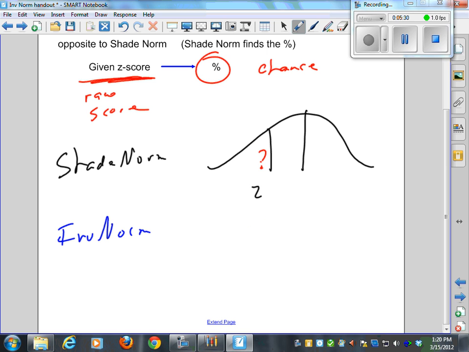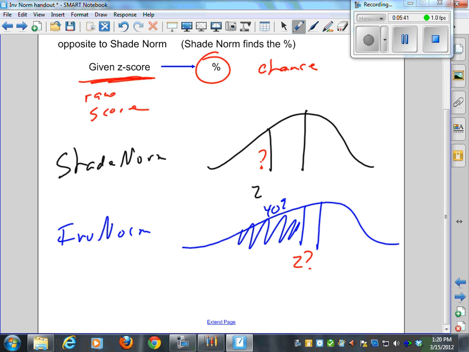Invert norm gives you a shaded region, like say 40%, and it asks, what is the z-score? What is the cutoff that cuts off 40%? Where do I cut off to get 40%? Sort of. In fact, pretty much exactly backwards.